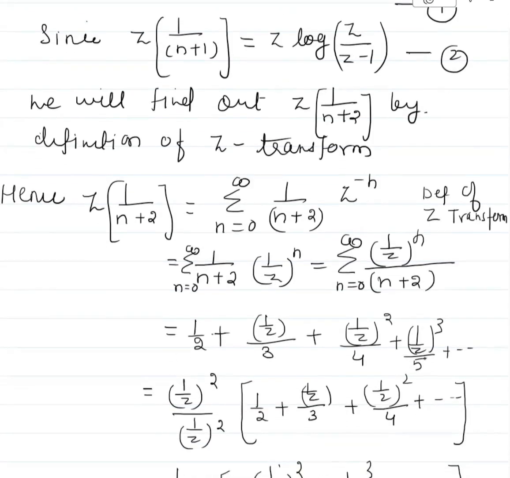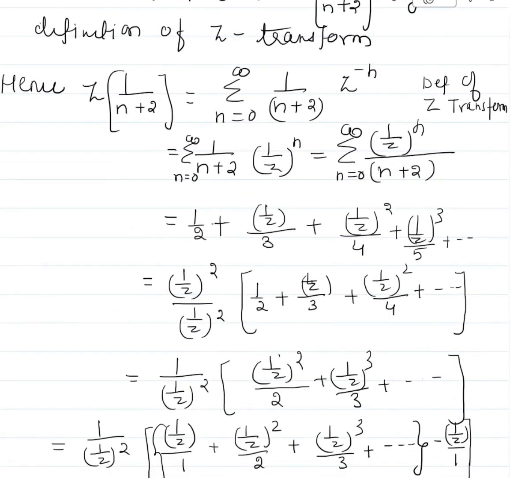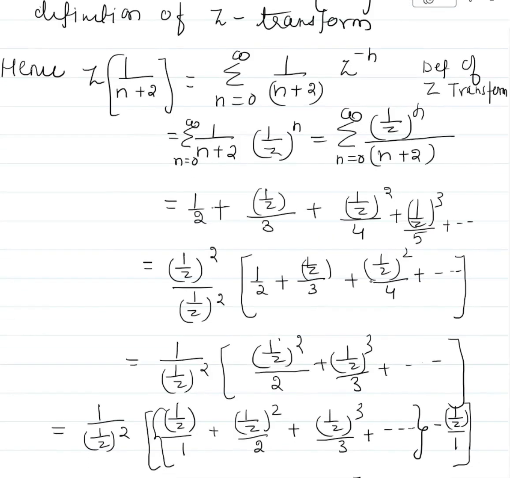Now putting n from 0 to infinity. If we put n equals 0, something to the power 0 is 1, and we get 1 upon 2 as the first term. If we put n equals 1, we get 1 upon z upon 3. If we put n equals 2, we get 1 upon z square upon 4, 1 upon z cube upon 5, and so on. But it is not in the formula. So what can we do? It is not in any standard series.